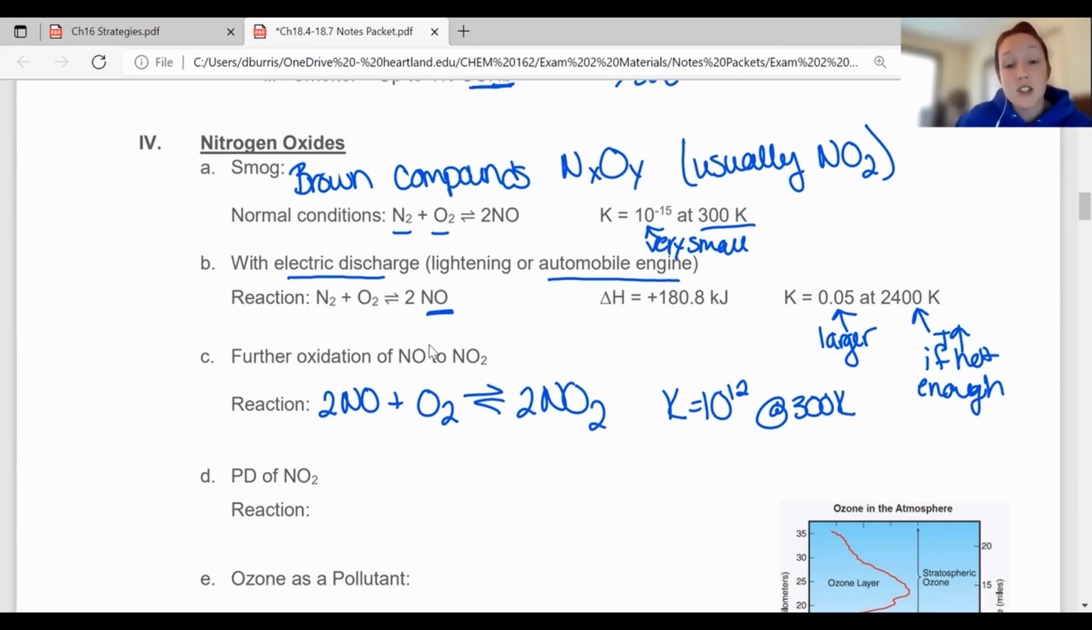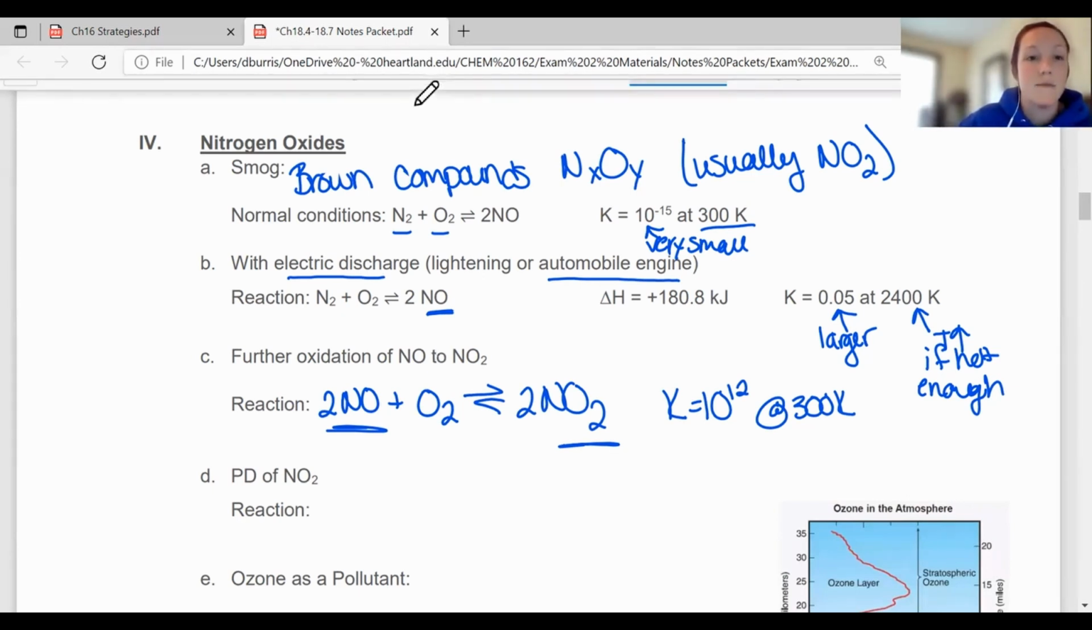So if I have a whole bunch of this, this reaction is definitely going to happen and I'm going to make a bunch of NO2. So this reaction is very likely to happen. These are all based on your K values, so we have to understand what K value is in order to determine if a reaction is actually going to occur or not.